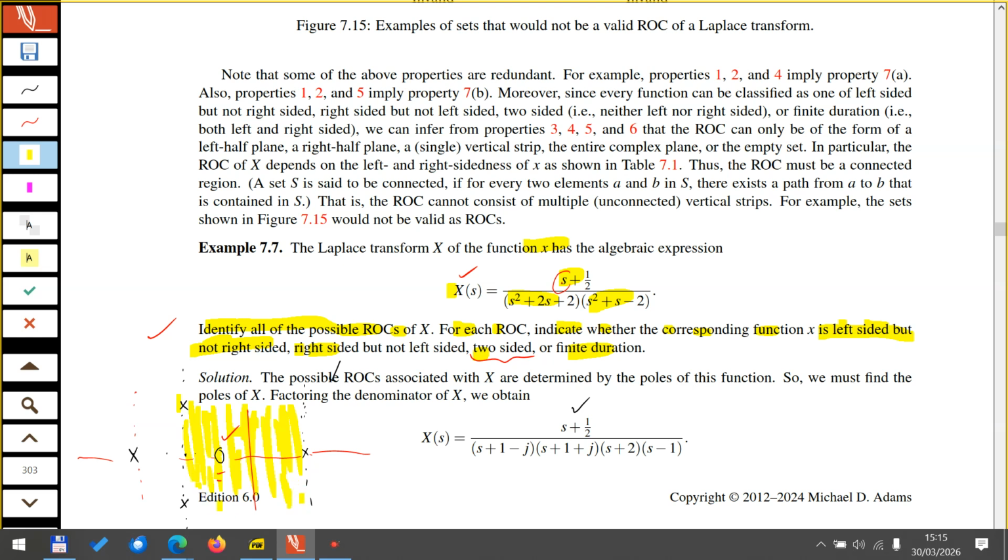So you need to use some thinking to actually. All you need to do is to satisfy all the requirements, right? Now, how about the last one, finite duration?